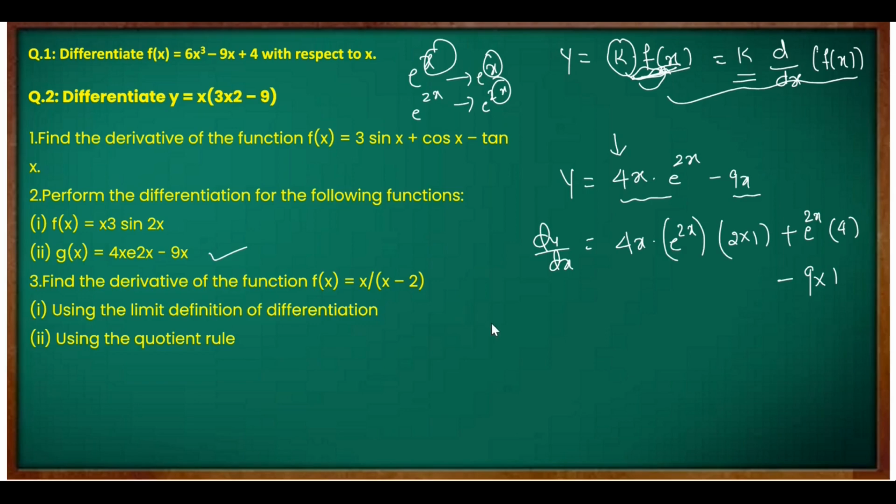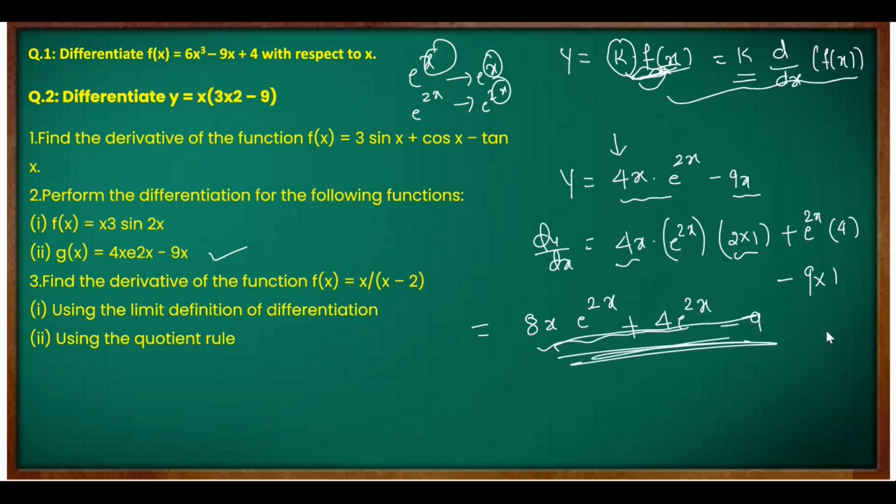So rearrange all these things. We have 2 here and 4x here. That means it is 8x total. e to the power 2x, correct, plus 4 into e to the power 2x, correct, minus 9. This is the answer. Okay, so I'm just making you familiar. We are going to take a lot more questions in the coming days, correct.